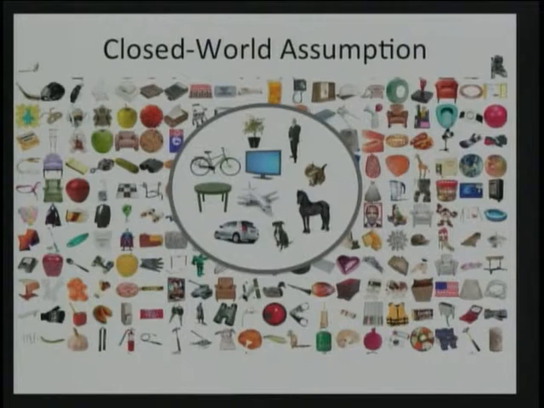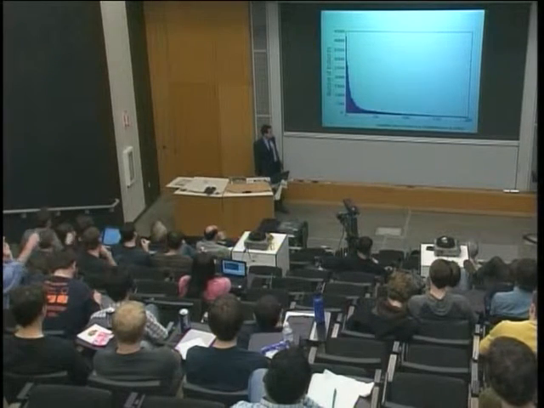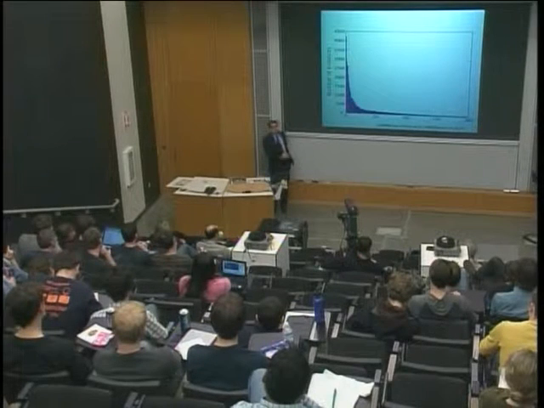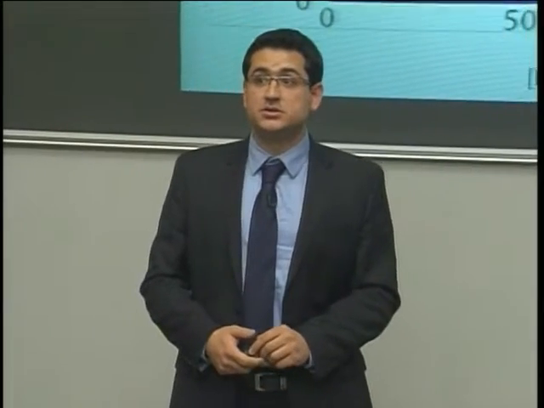If I go to a data set in vision which is really close to real world, like Brian's LabelMe data set, and count the number of instances for the top 200 categories in LabelMe, this is what you see. So I'm plotting the number of instances for 200 categories. As you can see, the distribution drops very quickly. It's very similar to Zipf's distribution. That means that most of the objects that we're going to deal with are going to be unfamiliar objects.